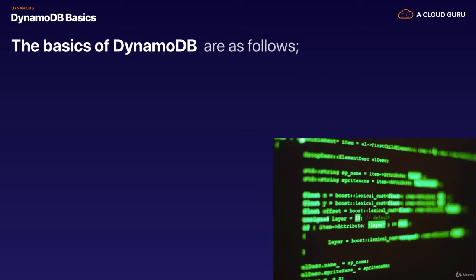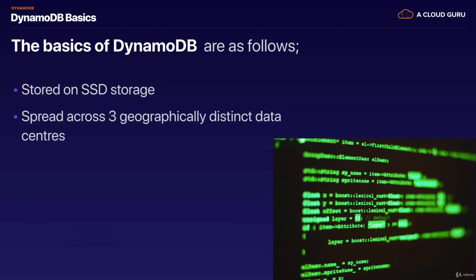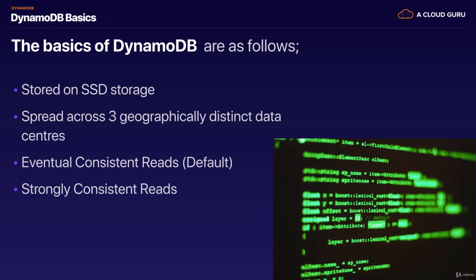So the basics of DynamoDB are as follows. It's stored on SSD storage, so that's why it is so fast. It's spread across 3 different geographically distinct data centers, so you're going to always have redundancy. And it's got 2 different types of read models. So we've got eventually consistent reads, which is what you're going to get by default. And then we also have strongly consistent reads.